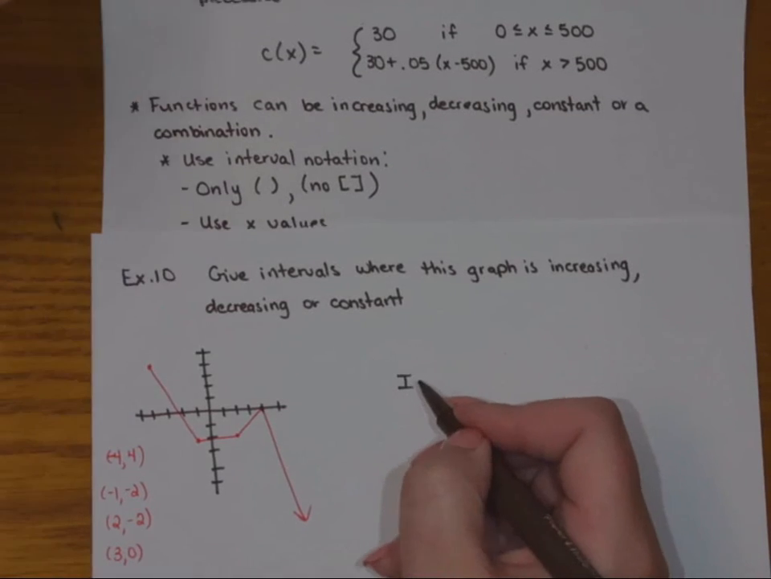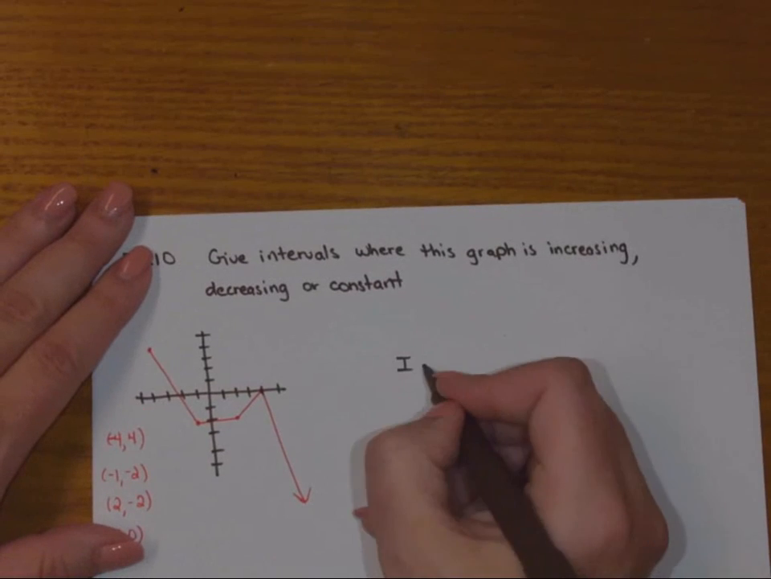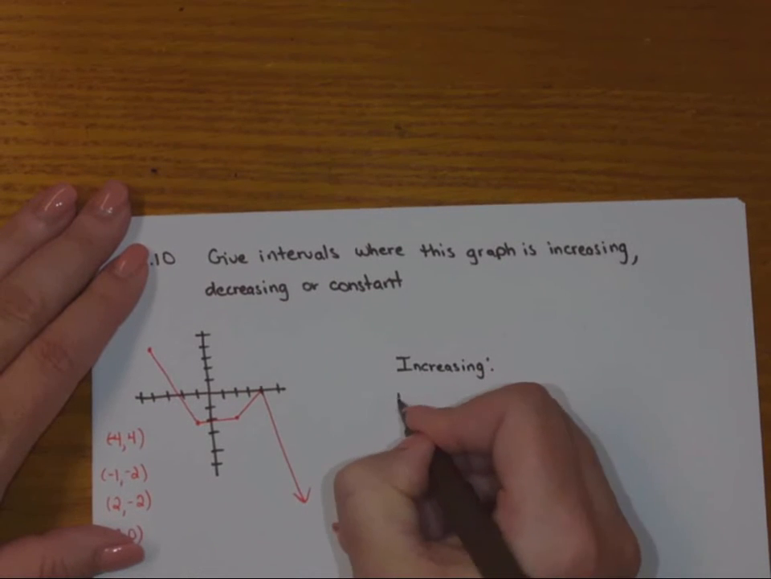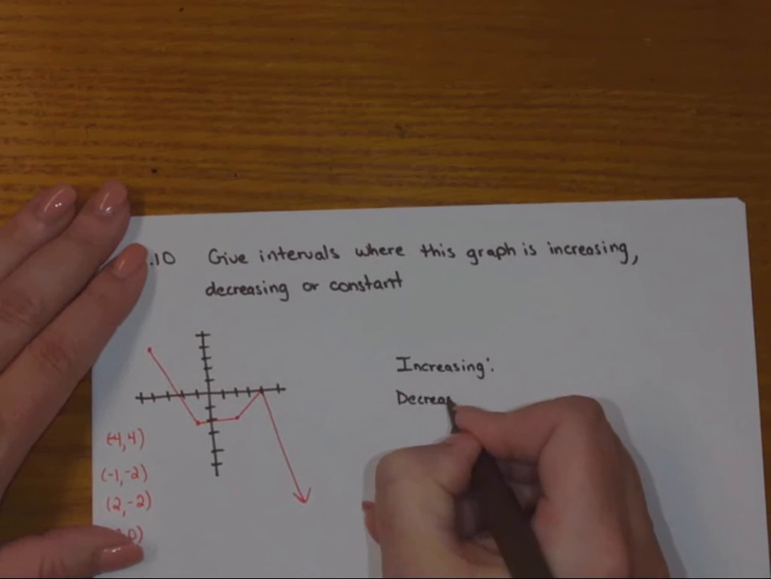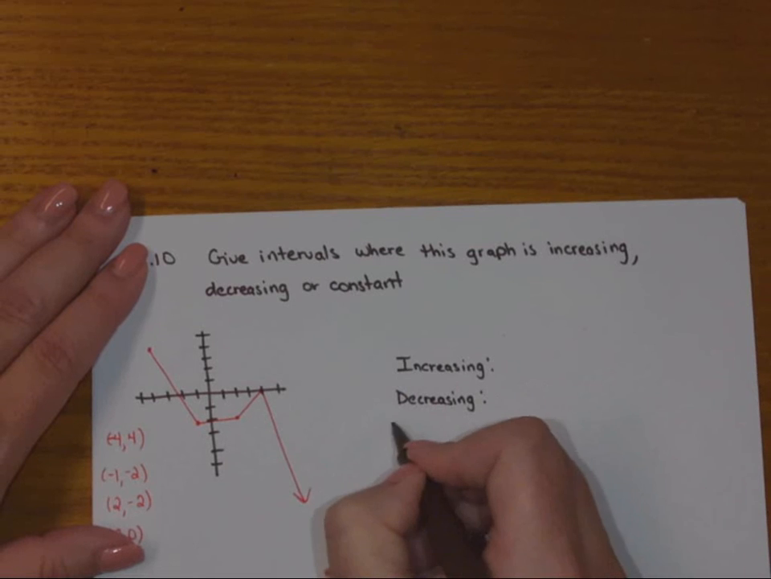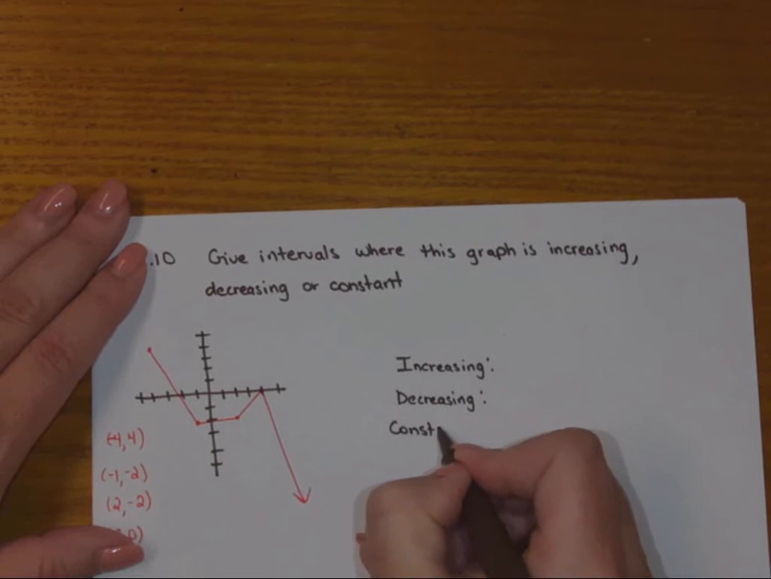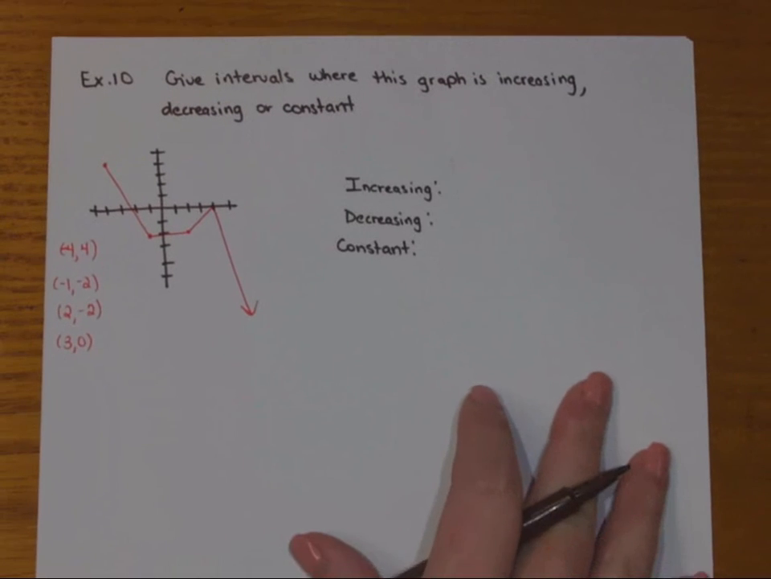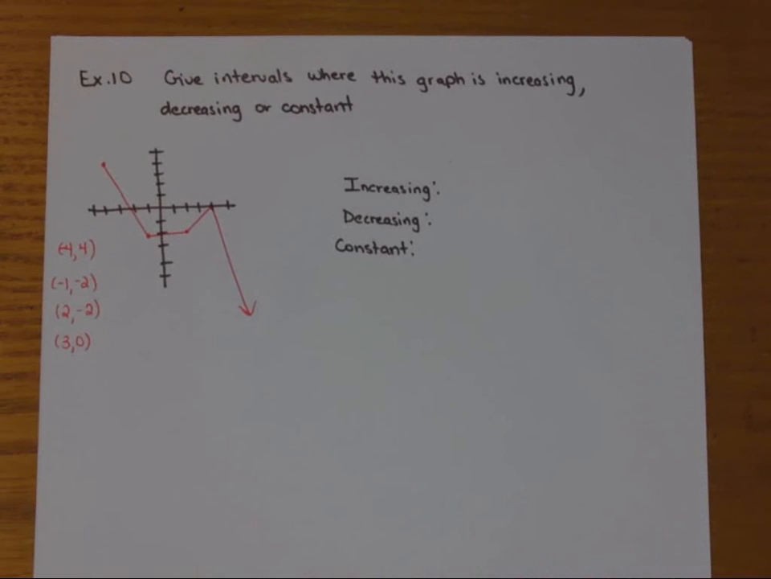And so we're going to determine where this thing is increasing, where it is decreasing, and then where it is constant. Depending on the graph, it may not have all of these things. So if you find you have a graph that is not decreasing or not constant anywhere, then you would just choose none for that one.